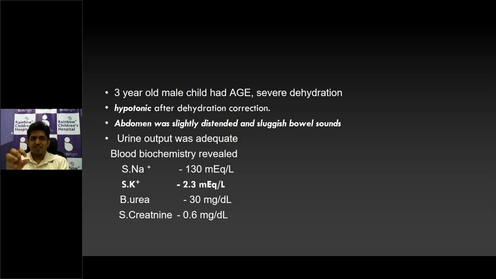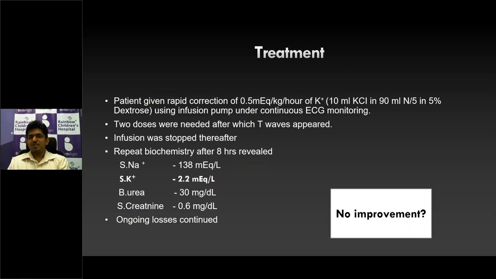So coming to this case, a 3-year-old male child who had AGE and severe dehydration. This child became hypotonic after correction, but once you did the levels, the urine output was normal and the serum sodium was 130, which is mildly hyponatremic due to the hypotonic fluid, and serum potassium was 2.3, urea creatinine is normal. So patient was given correction. The routine potassium correction that we give is 0.5 milliequivalent per kg per hour. How are we going to give?